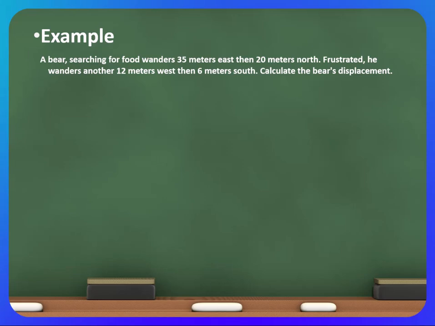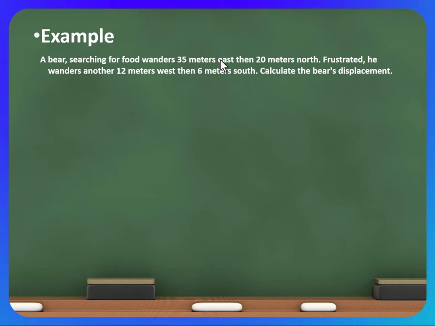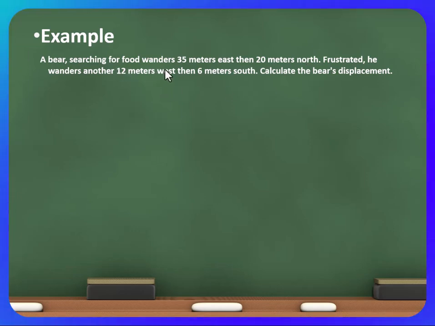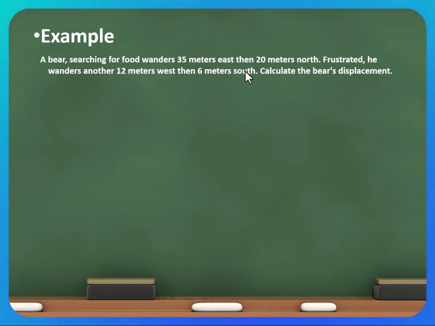All right, another example: we have a bear searching for food that wanders 35 meters east and then 20 meters north. Frustrated, he wanders another 12 meters west and then 6 meters south. Calculate the bear's displacement.